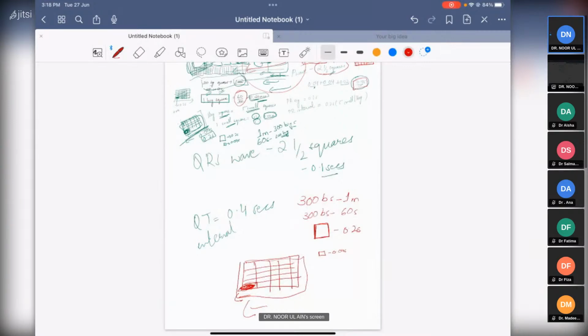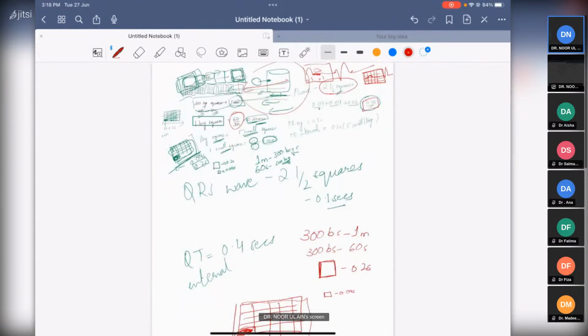Why you need to understand this is because you need to know if the activity that you're seeing, whether it's P, Q, RS, segment, interval, whatever you're seeing, is it normal or is it prolonged or is it too less? So you need to identify this. If you don't really know what a normal activity should be, you will never know what abnormal looks like.